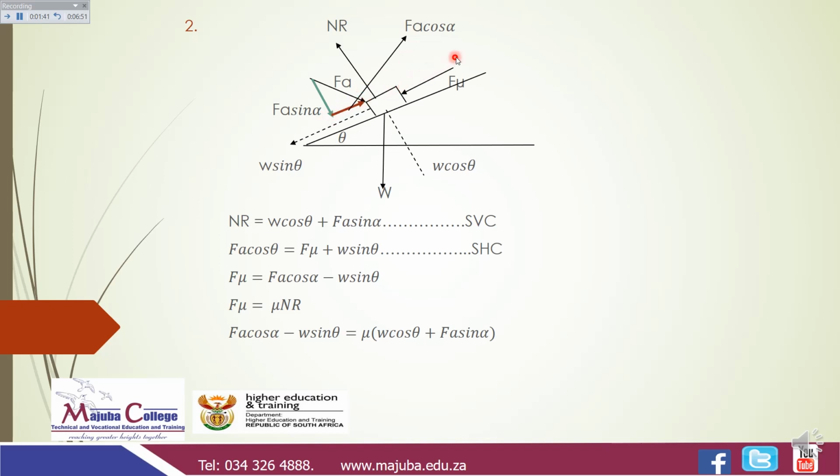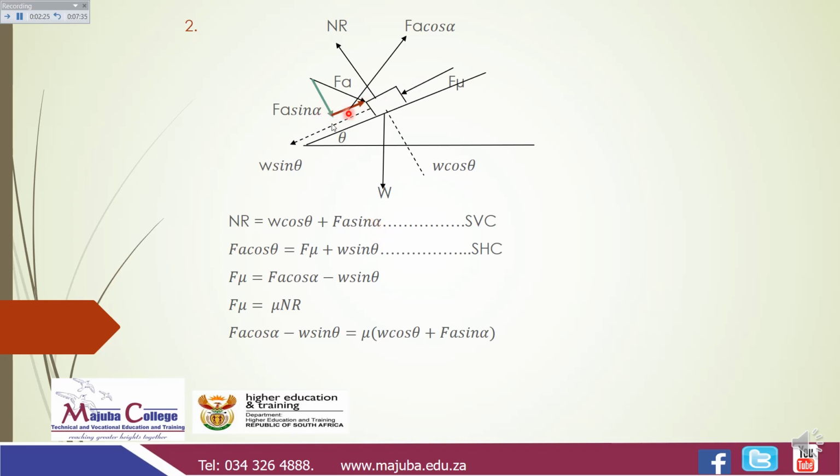If we are pushing this object up the incline, your frictional force will be pushing it down the incline, opposing FA, the cos of alpha. And you'll have the parallel weight component, that will be W, the sine of theta, and the perpendicular weight component, that will be W, the cos of theta. And we're going to take the perpendicular forces as the vertical component. So your NR is moving towards north, opposed by FA, the sine of alpha, and W, the cos of theta. So your NR will be equal to W, the cos of theta, plus FA, the sine of alpha.